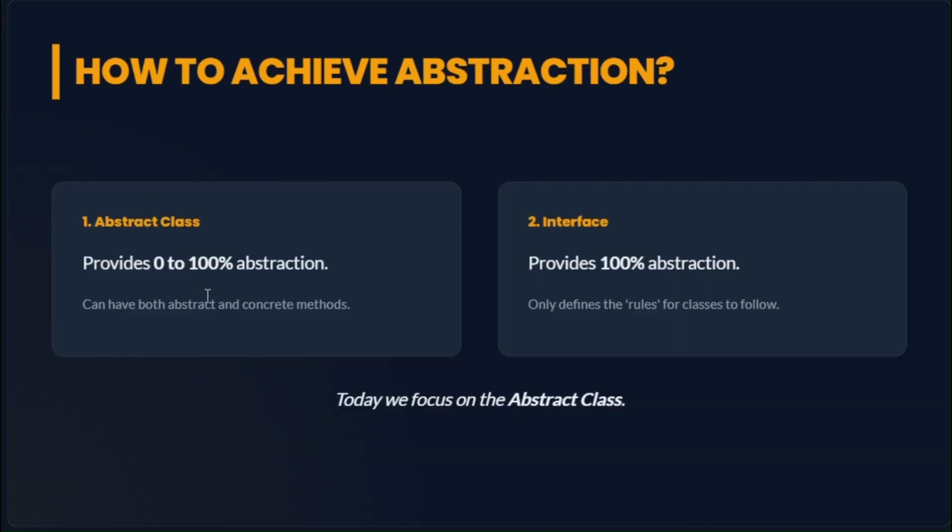In Java, we have two ways to achieve this concept. First, we have abstract classes. Think of this as partial blueprints. They provide anywhere from 0 to 100% abstraction because they can have a mix of concrete and abstract methods. Second, we have interfaces. These are the strict rules that provide 100% abstraction. Today, we are going to master abstract classes in detail.